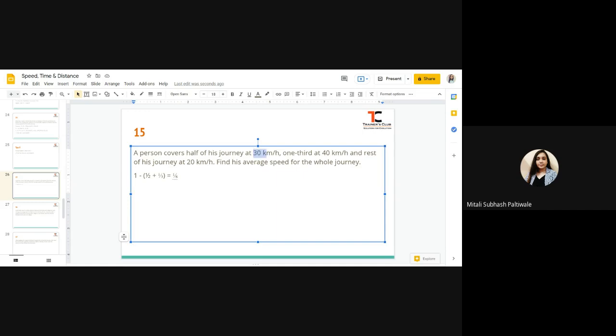If at all I'll be converting this one, then how much would it be? Half of the journey. That means 1 by 2 by 30. So rather, what I can do here, it would be 1 by 2 into 30. Sorry, 1 by 2 into 30 will be the answer. So that will become 1 by 60. Half of the journey, 1 by 2 by 60.